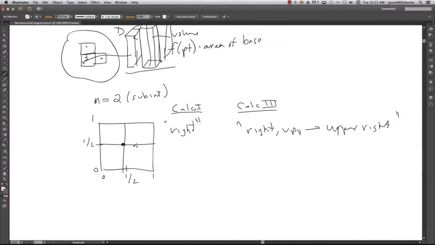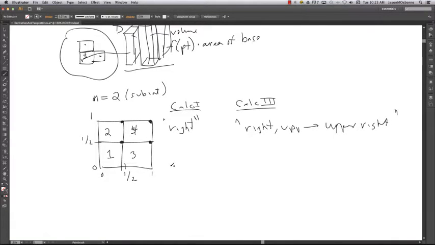So there is this point, the upper right of this first rectangle. Here is your second rectangle. Choose the upper right. Your third rectangle, here's the third rectangle, here's the upper right. And then the fourth rectangle is the upper right. I will show you why I'm numbering them like this in a second. So those are your upper right.